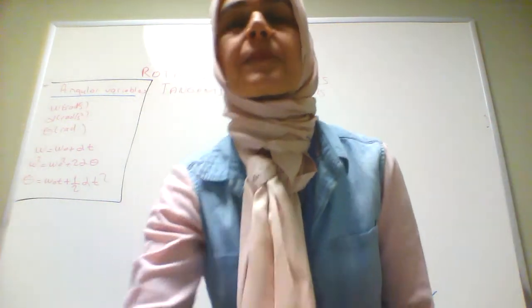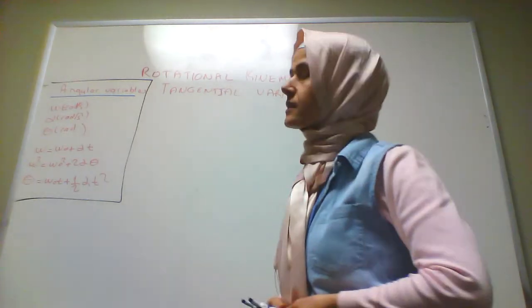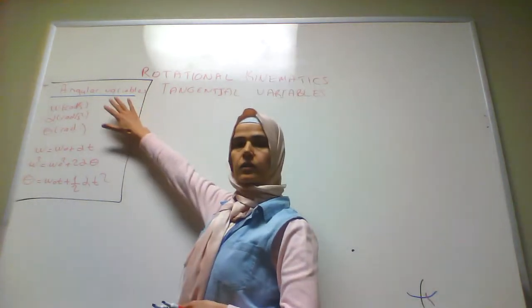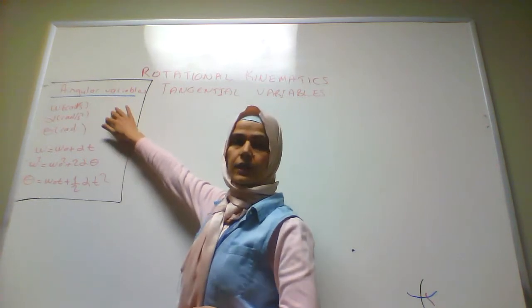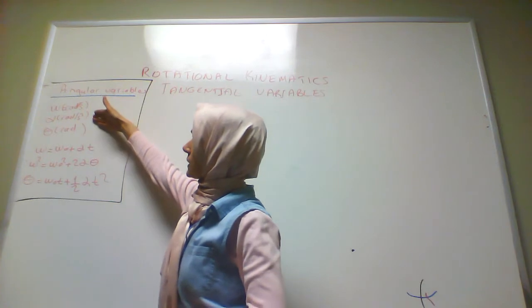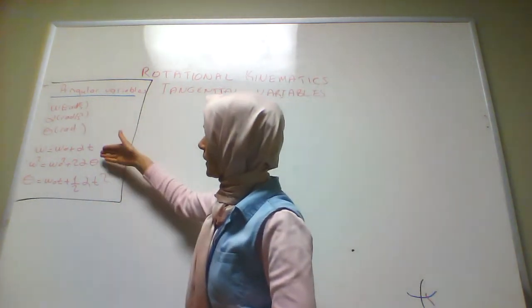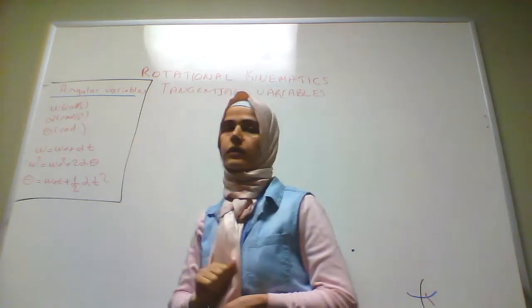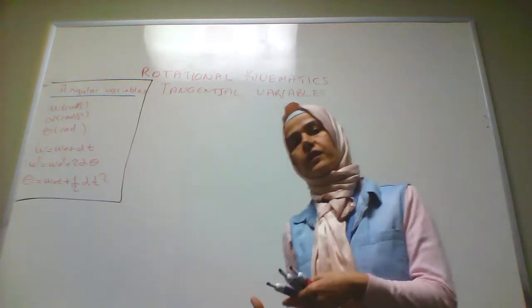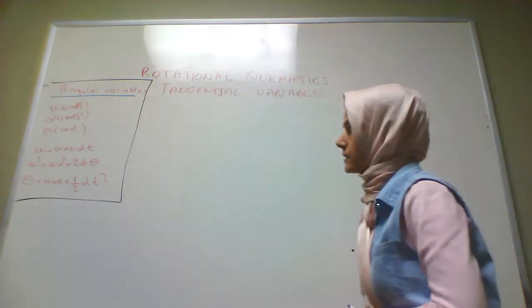Hello folks, today I'm going to be finishing with the rotational kinematics. Before we talked about angular variables in rotational kinematics. We talked about angular velocity, angular acceleration, and angular distance traveled. We talked about how the equations for these values to be found are similar to the linear kinematics, and we saw some problems in the class.